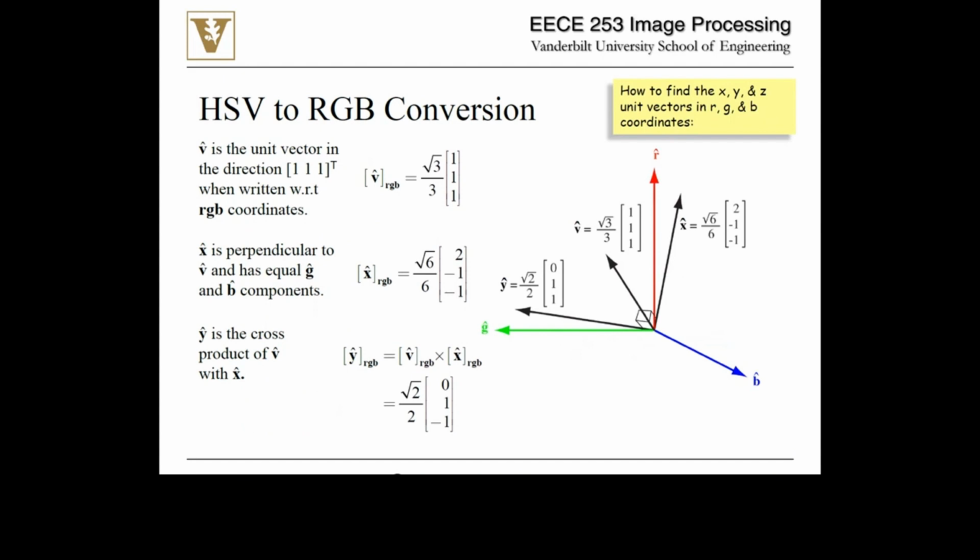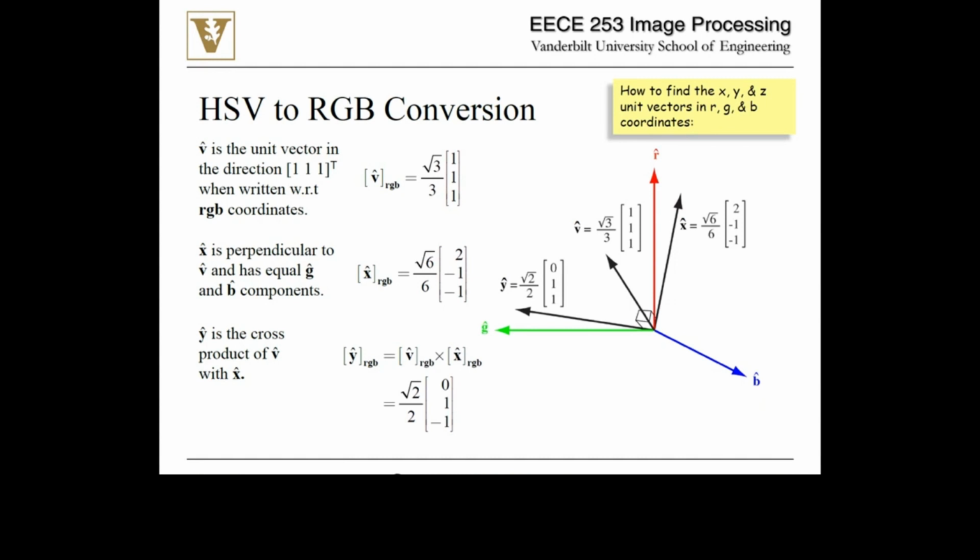Okay, so now, what is V in the RGB coordinate system? V goes in the 1, 1, 1 direction. So V is 1, 1, 1, and if we want to make it a unit vector, so the length is 1, we have to divide by the norm of 1, 1, 1. The norm of 1, 1, 1 is square root of 3, so V is 1 over square root of 3 times 1, 1, 1. Okay? So V is very easy to express. What about X and Y?